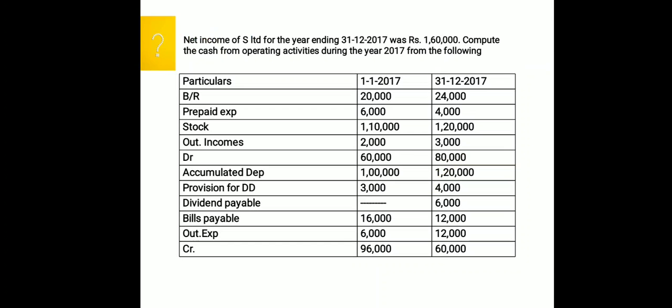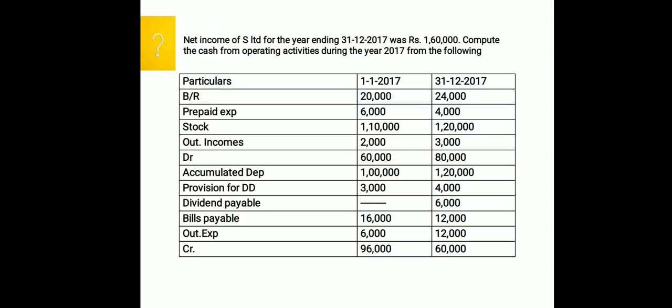Okay, then we have our prepaid expenses, again one more current asset. Fine. And if that is also increasing, no, here it is decreasing. So if it is decreasing, then we need to add it. Then we have stock which is increasing, so we need to deduct it. Then we have outstanding incomes. Outstanding expenses used to be your current liability, but outstanding incomes are your current asset. And as it is increasing, so we need to deduct it again.